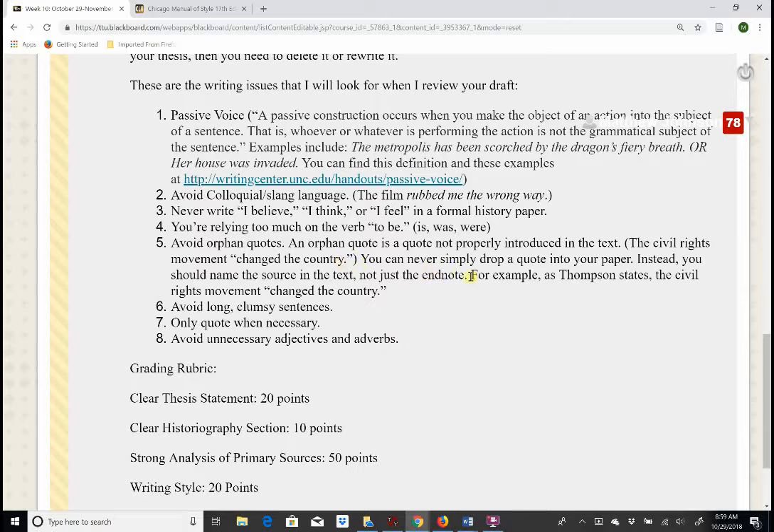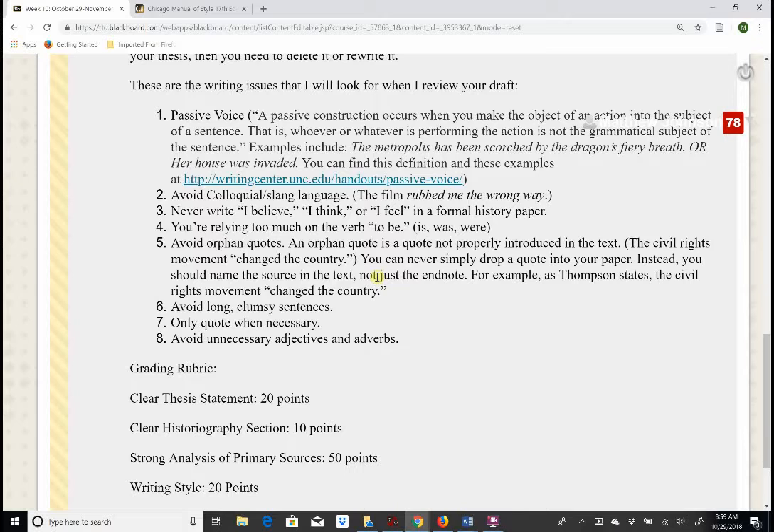And so an example of how would you kind of revise this? You might say, so if an author by the last name Thompson, or Heather Thompson wrote change the country, and you get that out of her book, you can say, for example, as Heather Thompson states, the civil rights movement changed the country. Okay, so you need to attribute a quote to someone, or let's say you're writing with a lot of newspaper articles. You could say, for example, as a New York Times journalist states, right, something like that. But we just need to know where that quote actually came from. Okay, in the text, not just in the citation.